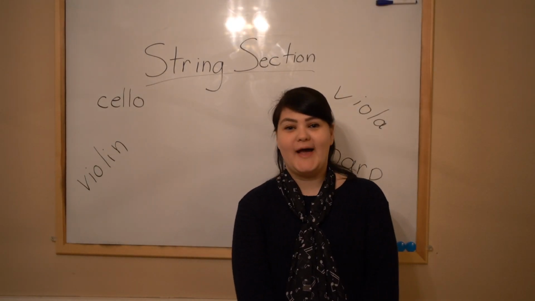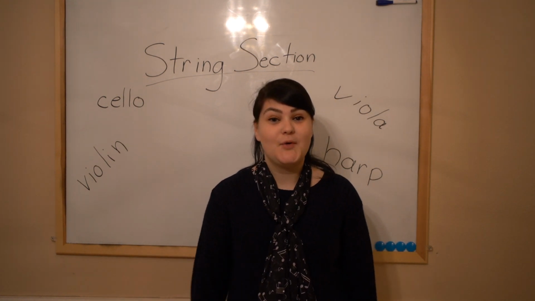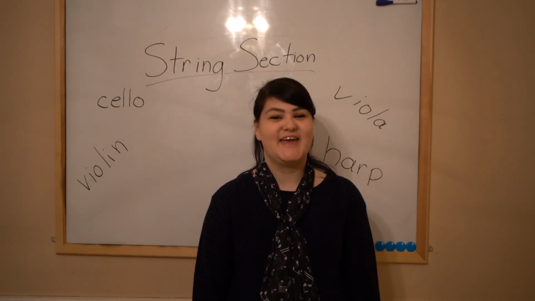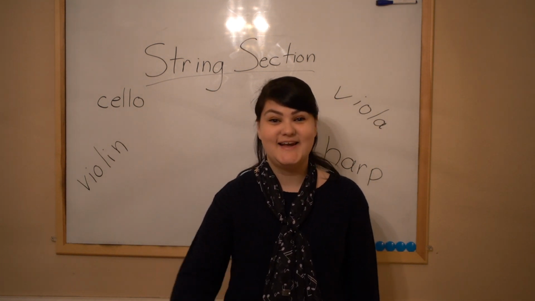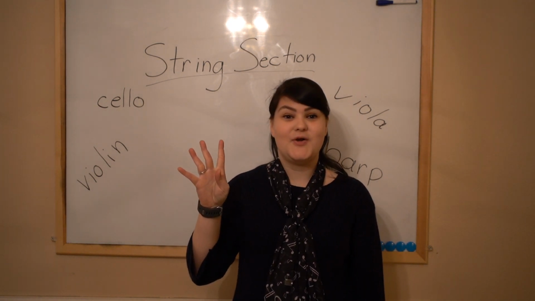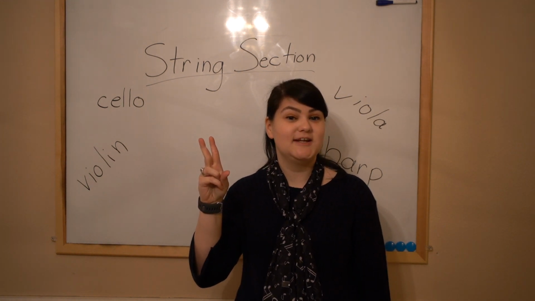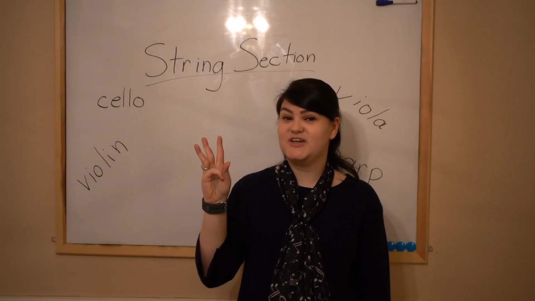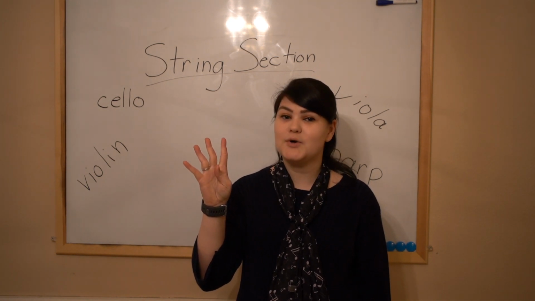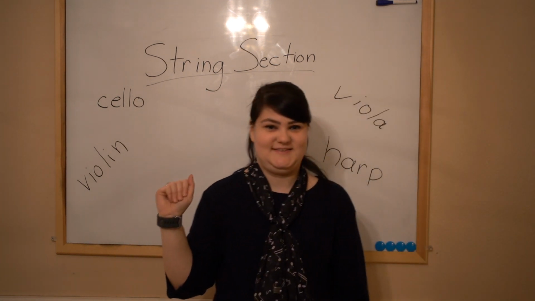Good, I'm so glad. Well, I hope you're ready to learn about different parts of the orchestra. We're going to be learning a lot about them this unit, and I'm super excited. Now, remember, there are 4 parts of the orchestra. There is the string section, the woodwind section, the brass section, and the percussion section. Today we're talking about that first one, the string section.